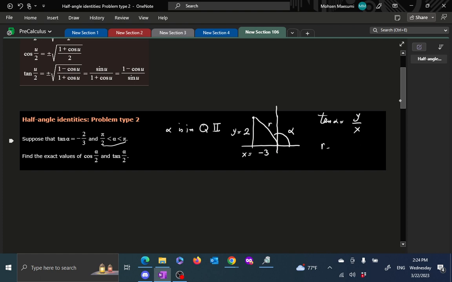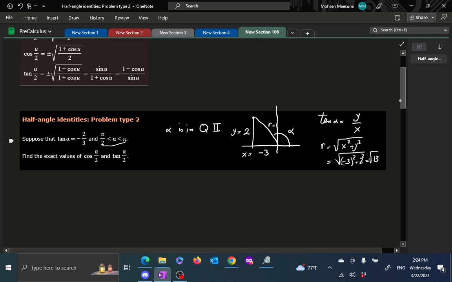R is always given by a Pythagorean formula and it's always positive. So radical minus 3 squared plus 2 squared, so that is going to be 13. So this is radical 13. Okay, now I have everything I need to know about alpha. I want to go after alpha over 2. I will use the formulas that we have there.